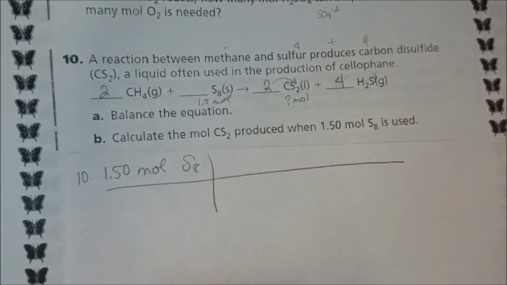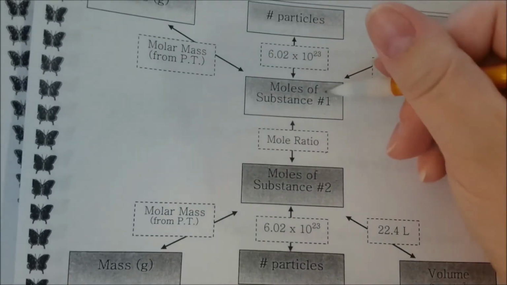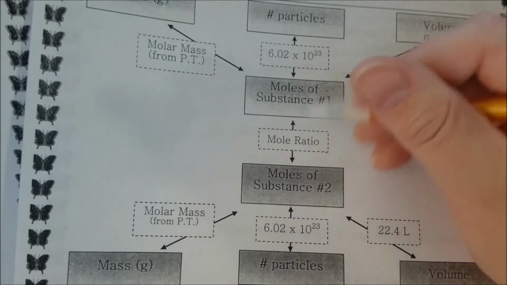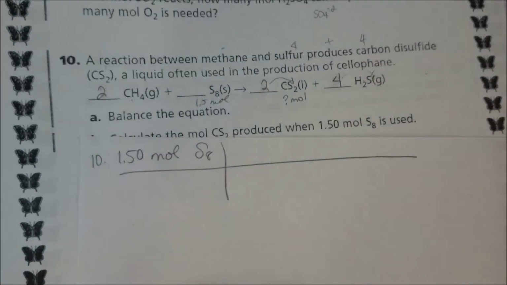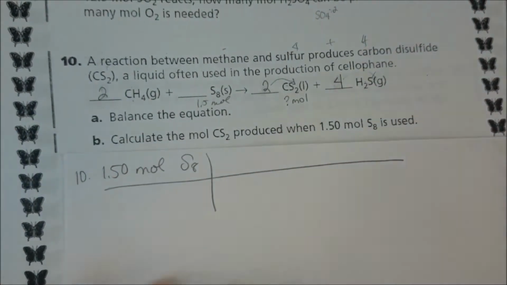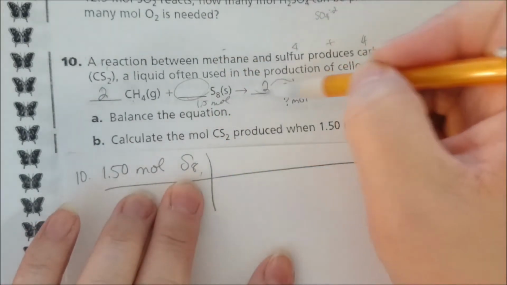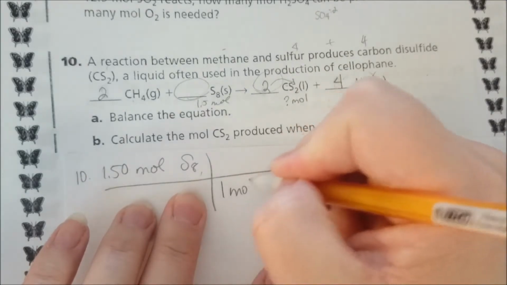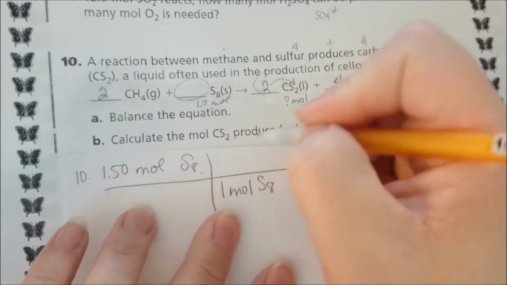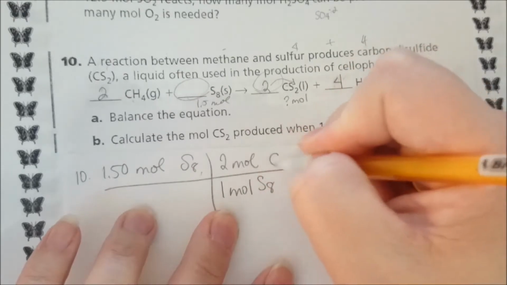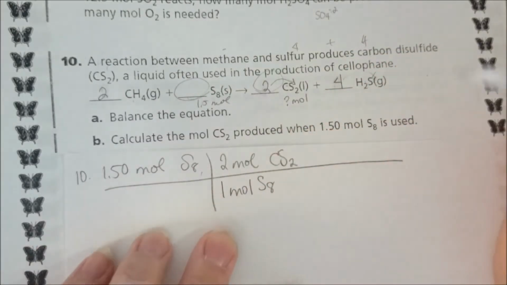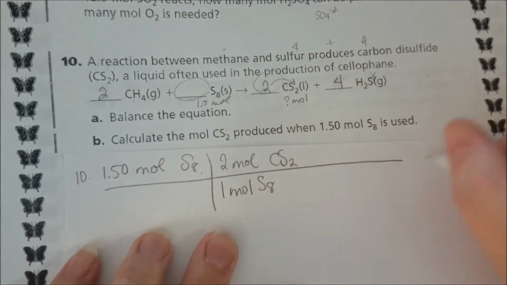And then they give us moles of substance 1 and ask us to find moles of substance 2. So again, we're using that mole ratio. So the mole ratio for this guy, this is a 1 and this is a 2. So for 1 mole of S8, we have 2 moles of CS2. And then that would be it. So we're going to have 3, and I'm going to do 3.00 here for sig figs, moles of CS2.